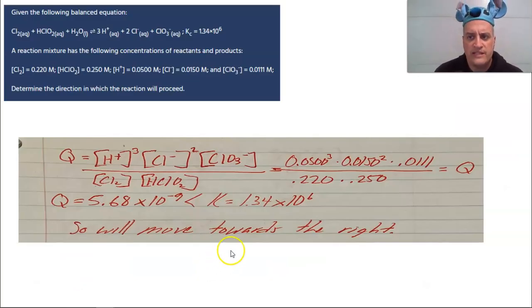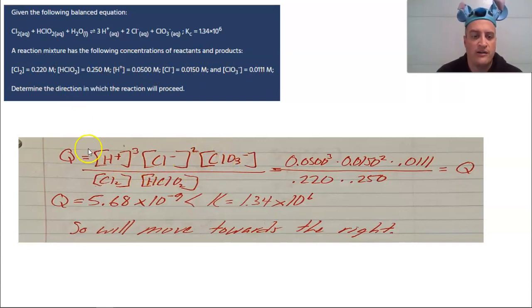So let's look at a couple of these as examples. We've got our balanced equation, and we have our K. We can see our K is very high, so that means we're going to have very little of these, much more of these. We've got our reaction concentrations. Determine the direction the reaction will proceed. This is like a snapshot in time. This is not at equilibrium. We're either above it or we're below it.